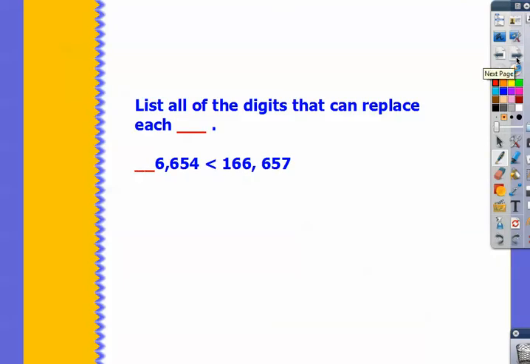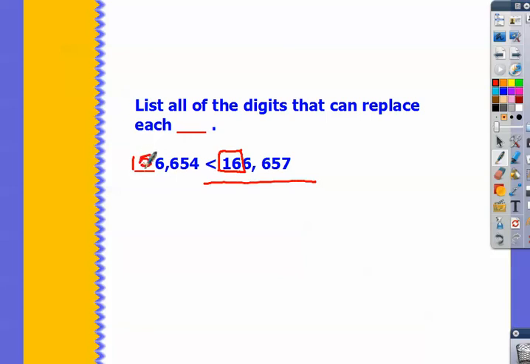And so we can go ahead and try this one. So we want to know, what are all the digits that could go in here that will make it so that blank 6,654 is less than 166,657. And this one is a kind of tricky one. What you really have to think of, since this is a 16 in here, and we're saying that this is the bigger number, anything that's smaller than 16 should be able to fit here.